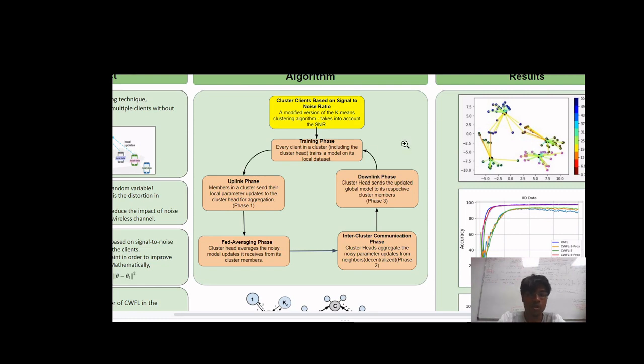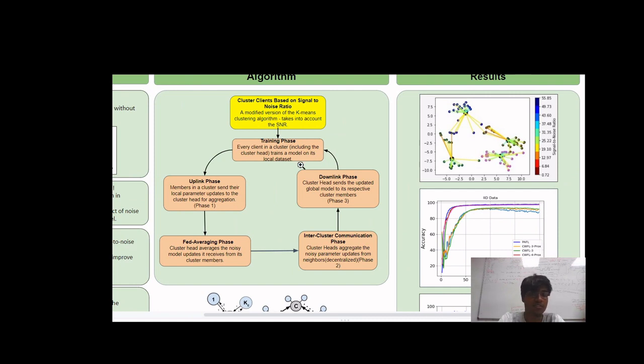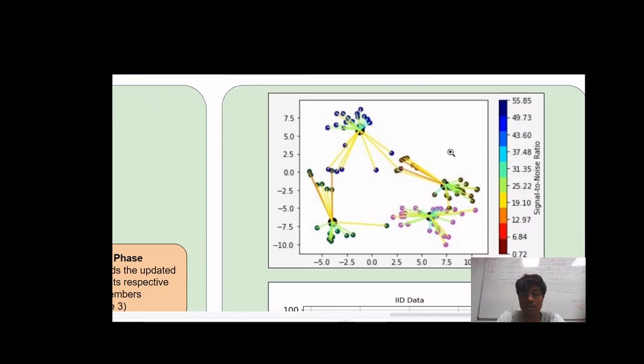So our proposed algorithm, clustered wireless federated learning, essentially clusters a large number of clients on the basis of SNR. Our algorithm is very similar to k-means, where in k-means we use distance as a metric for clustering. In our algorithm, we are using SNR as a metric for clustering. So these are the clusters we obtained using our algorithm on a randomly distributed set of clients.